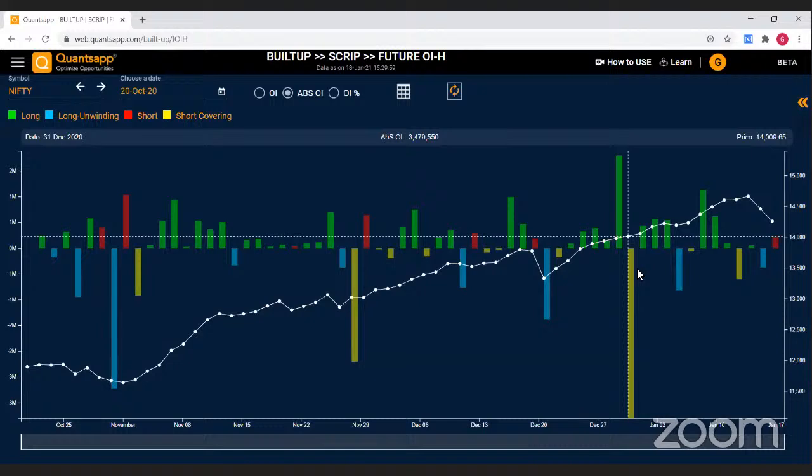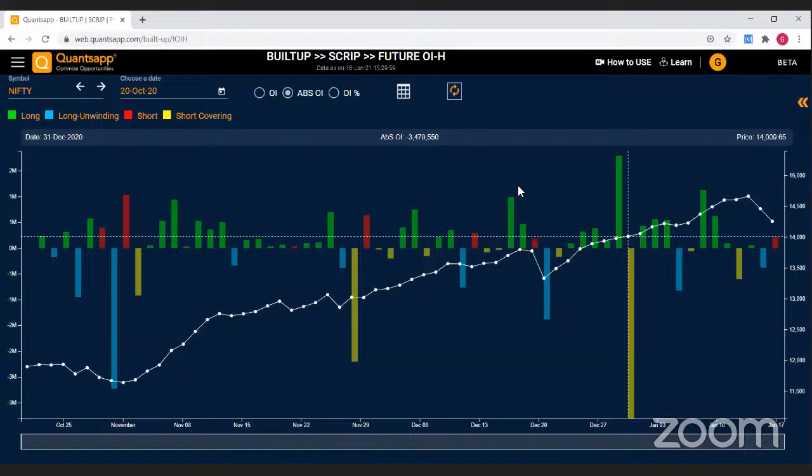So this is one point you should be looking into and considering: how OI is changing, whether it's significant enough to look into, or whether the significance of the OI change you should be considering from here. So the build-up tool, I would just roughly conclude my words for the build-up.